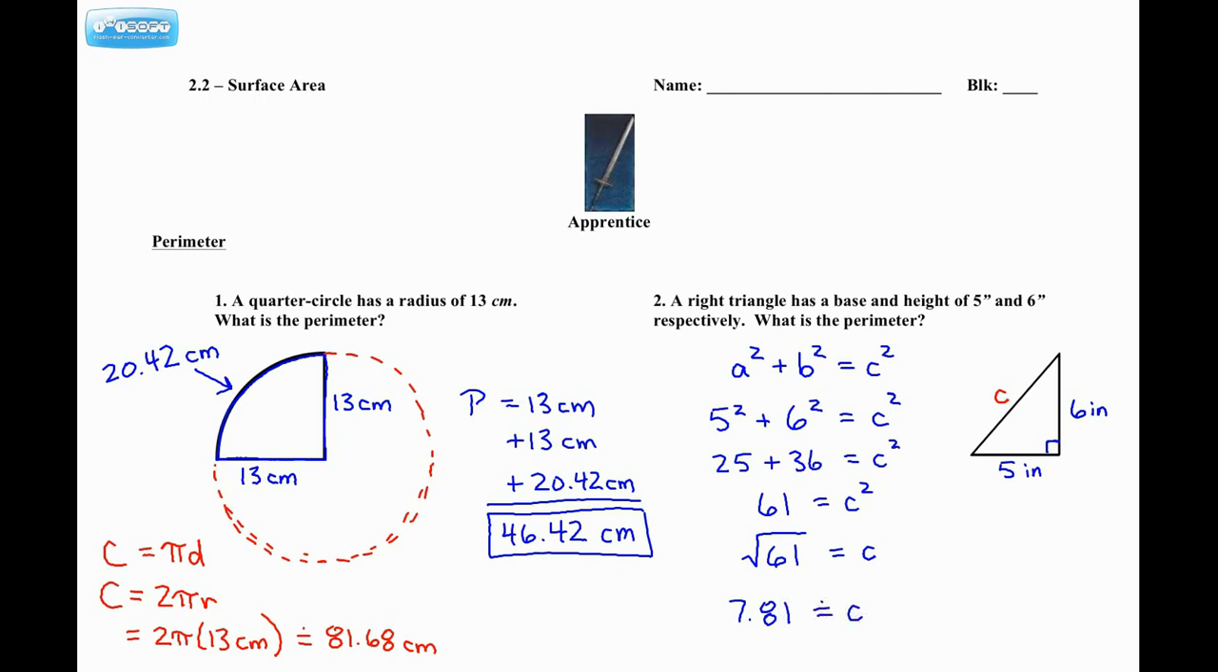c. Okay, so now we have all the information we need to find the perimeter. So P for perimeter equals, so I'm just going to take this number, it's still in my display, I haven't cleared it, and I'm just going to add the other two sides to get the total perimeter around the triangle. So plus 6 plus 5, and I get, it's approximately 18.81.